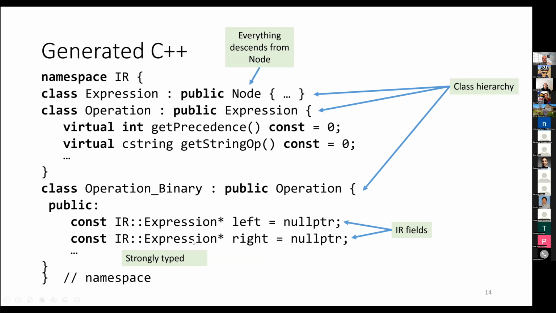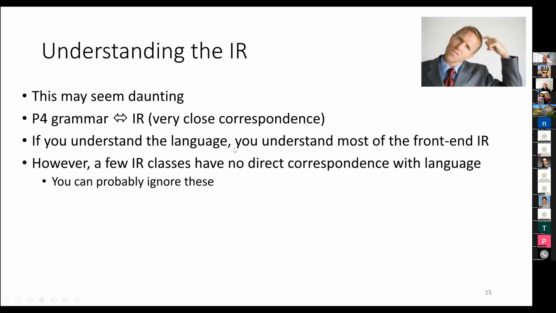For example, a binary operation can only have expressions as arguments. You don't have declarations or tables or attributes or anything else. So the IR might seem daunting. There's actually a lot of classes, a few hundred, but it turns out that the P4 grammar and the IR are very close to each other. So if you understand the P4 language, that's why you have to understand the spec, you will understand almost the entire IR. There's a few classes in the IR that do not correspond to P4 constructs. They are used by the compiler, but most often you won't have to worry about those. For example, some complex types are represented using classes that cannot show up as part of the IR.